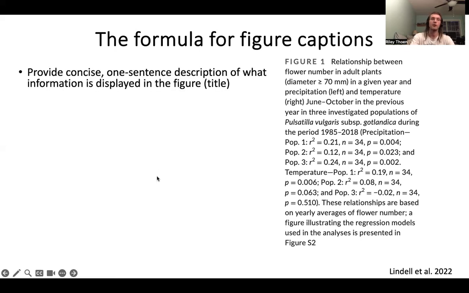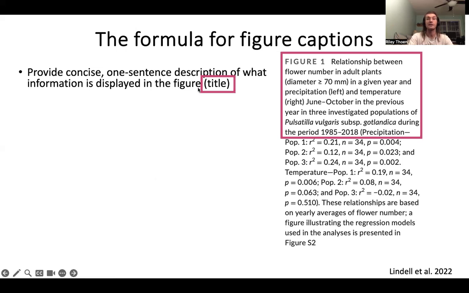So like I said before, that first sentence of the figure caption should be kind of like a title almost. It's a concise one-sentence description of what information is displayed in the figure. And in this figure caption that we just looked at, it's here. Relationship between flower number in adult plants in a given year and precipitation in the previous year in 3 investigated populations of this species over this time period. So it's clearly saying what data is displayed and when and how that data was collected.